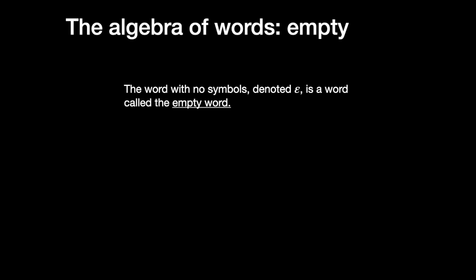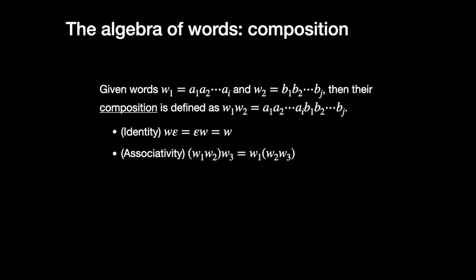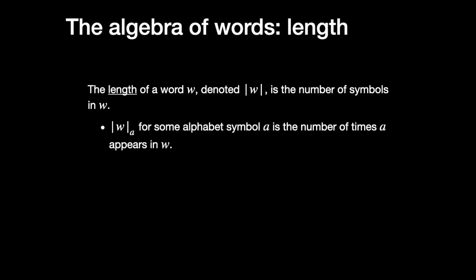Words have an algebraic structure. The simplest word over any alphabet is the empty word. This word has no symbols at all in it, and we denote it using an epsilon. We can also compose words together by slapping two words together. Sometimes this is called concatenation. Composition has the empty word as its identity, and it is associative. This means that composition is a monoid. Each word has a length, which is simply the number of elements in the word. Sometimes we'll ask how many times a particular symbol appears in a word, as we denote here using the bars with the subscript A in it, where A is some alphabet symbol.